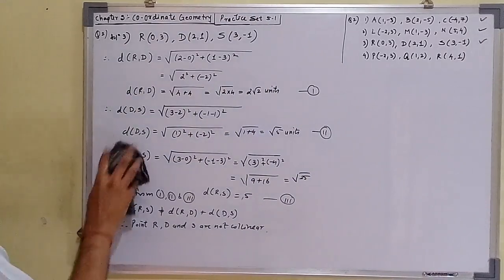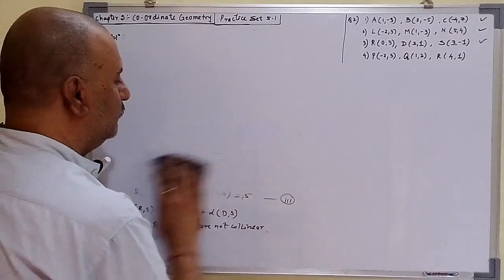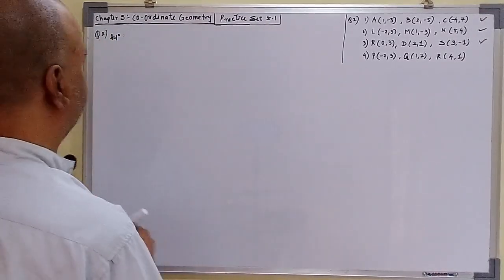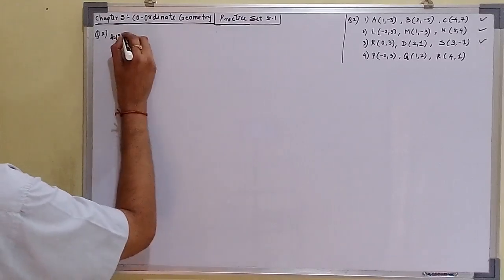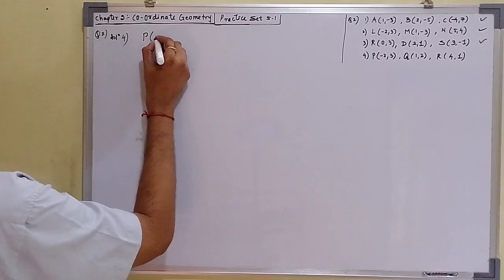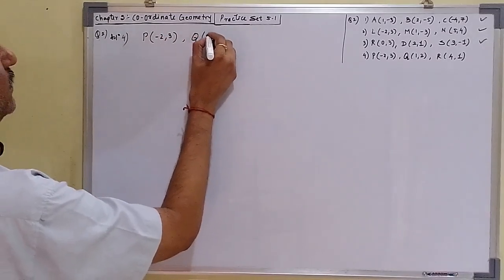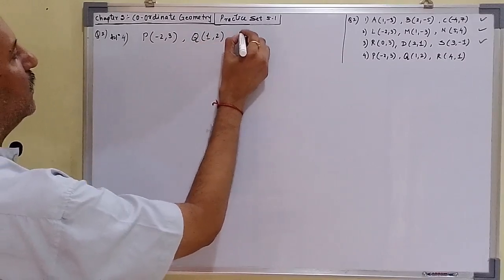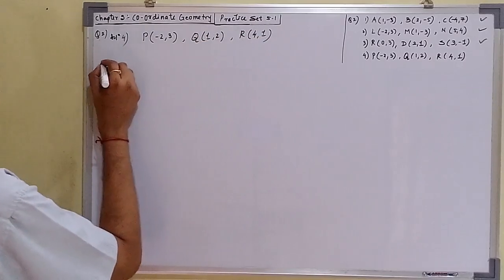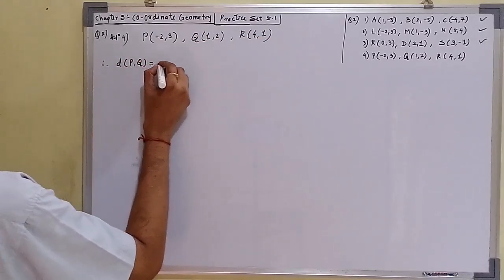Fourth question. Solution 4. P कितना दिया है? -2, 3. Q is given as 1, 2. R is given as 4, 1. Therefore distance PQ कितना होगा?